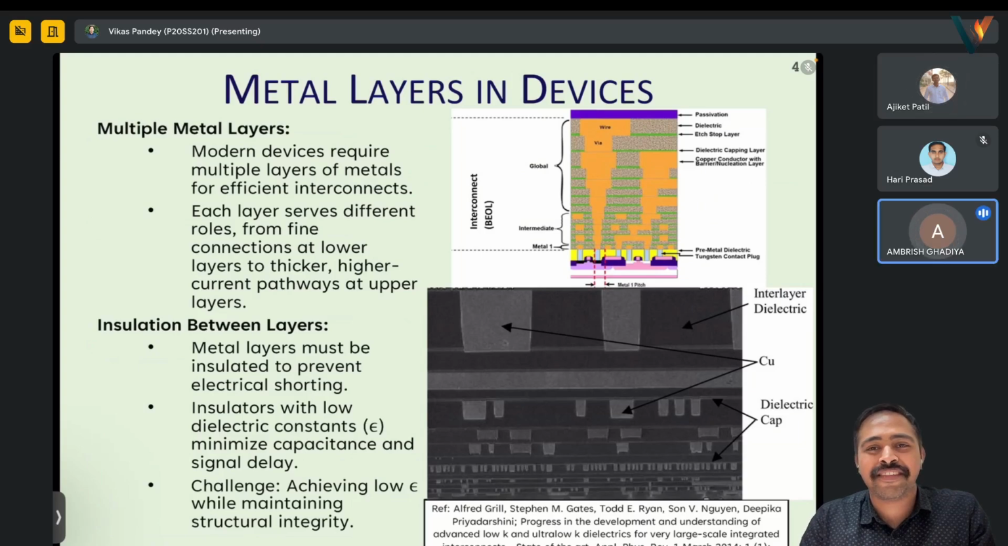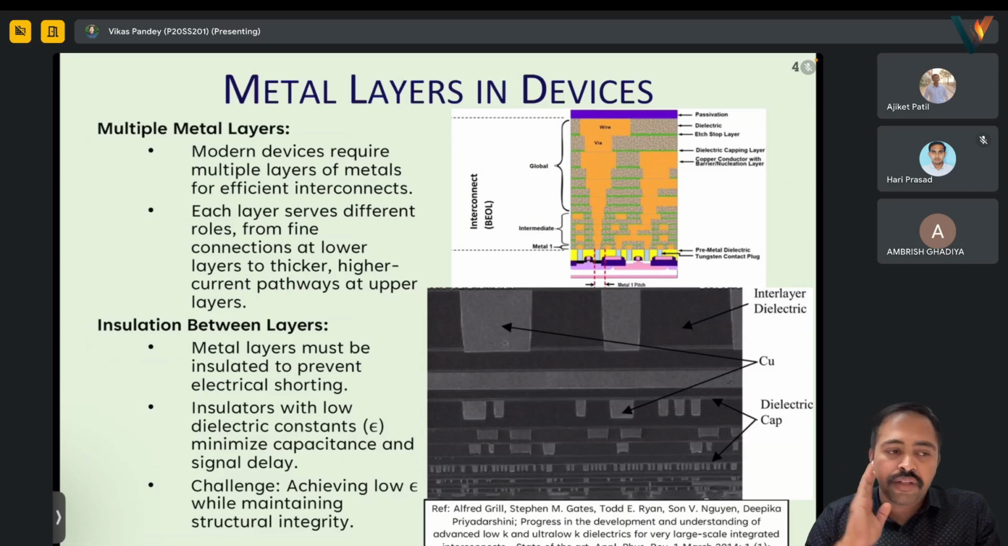DC sputtering will work because there is no electric charge, so we don't have any issue with charging. Metals can be deposited using both DC as well as RF, but non-metals cannot be deposited using DC sputtering. Correct. Okay.